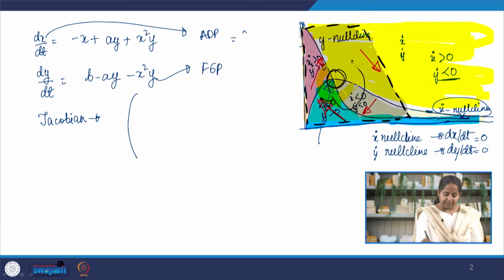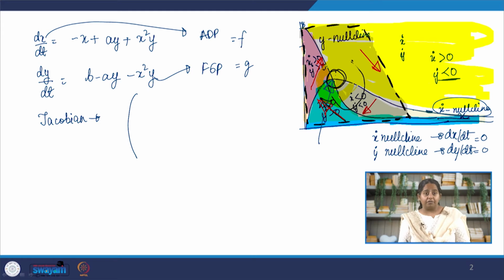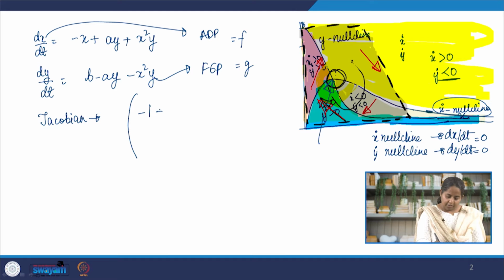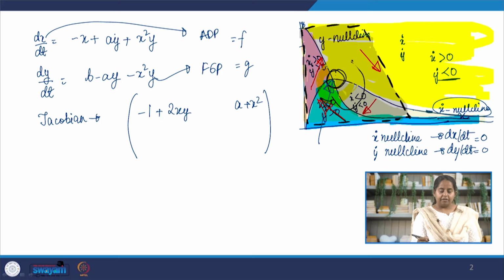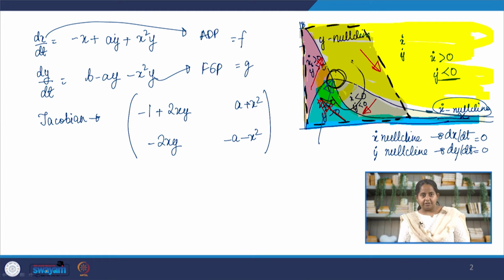First, let us say this is the first function and this is the second function. We want to find the partial derivative of f with respect to x. So, what we end up with here is minus 1, this will become 0 and this will become 2xy, and then with respect to y, we will get a plus x square, and then here we are deriving partial derivatives of g with respect to x and then with respect to y.